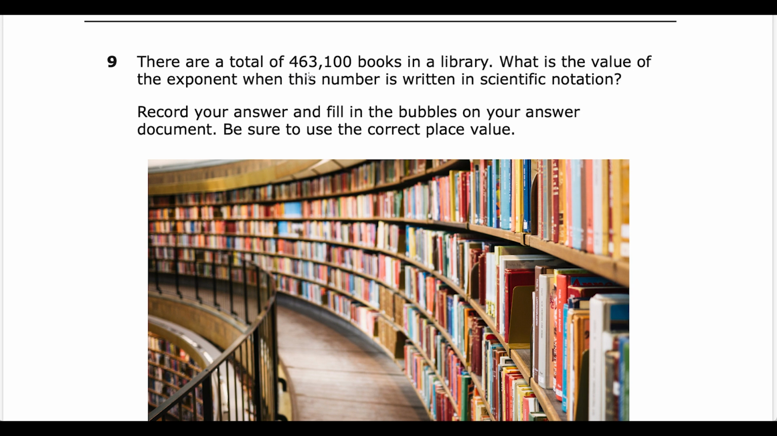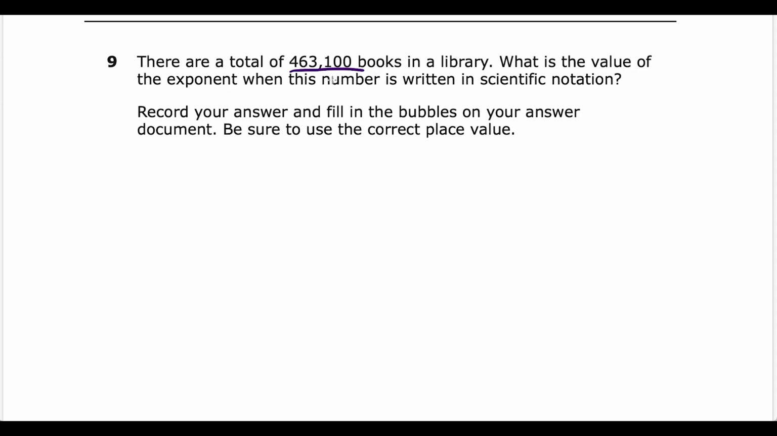So question 9, we have a total of 463,100 books in a library. What is the value of the exponent when this number is written in scientific notation? Okay, when you're writing a number in scientific notation, what I'm imagining in my head, or I could actually do this on paper, is I take the decimal, and notice our decimal is going to be at the end of the number. I'm just going to write a 0.0 here.